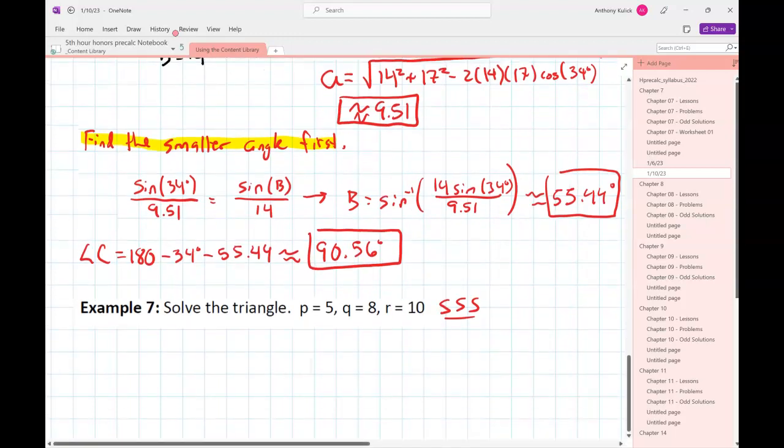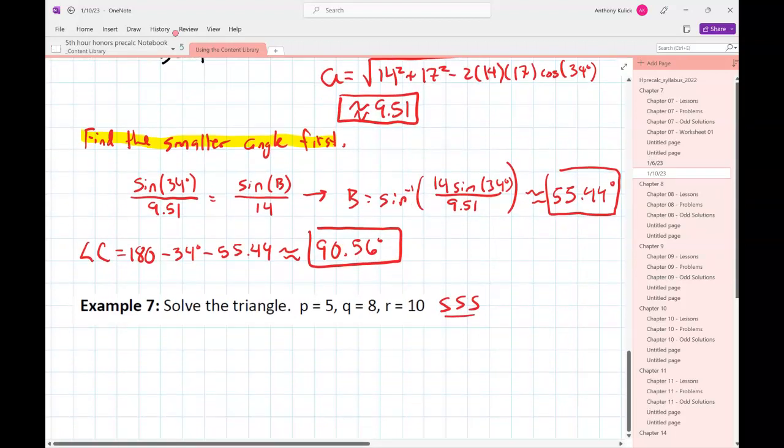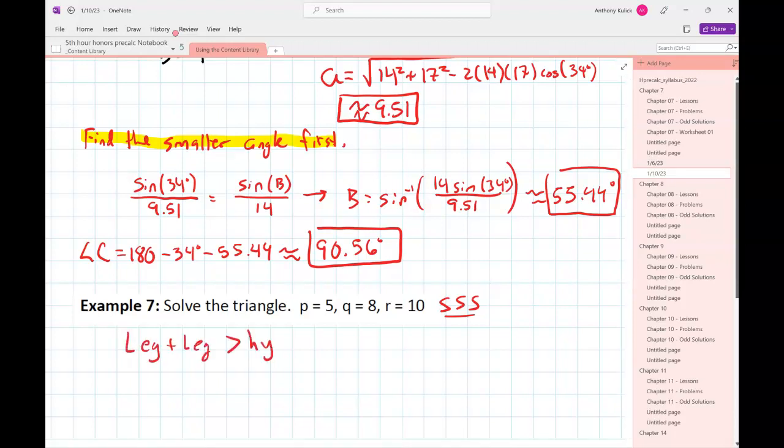You do some adding, that's true. It's okay that you don't remember because you almost never use this in geometry. The rule is just that leg plus leg must be greater than the hypotenuse. And if that's true, you got yourself a triangle. If it's not true, there's no triangle possible and you're done.